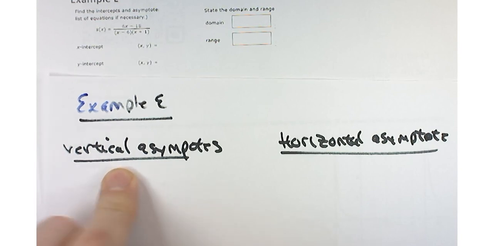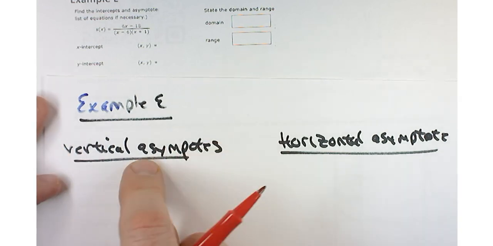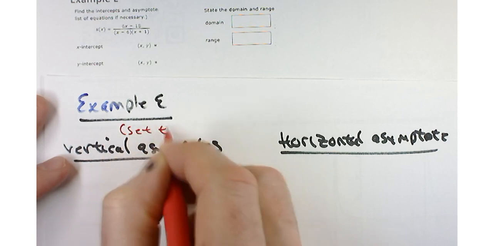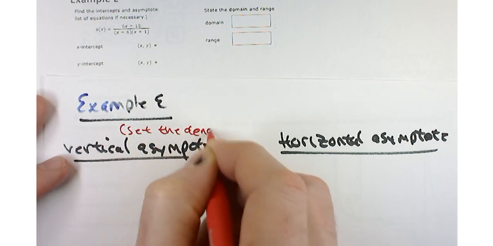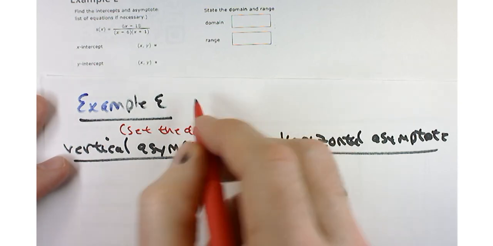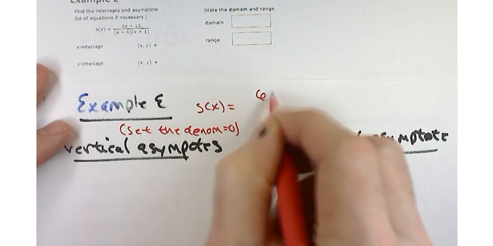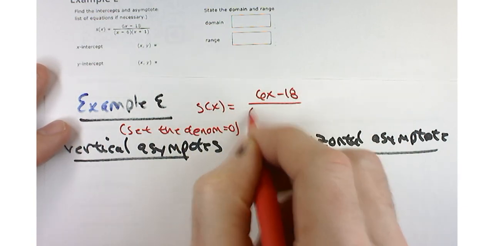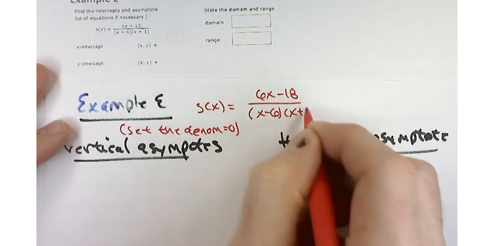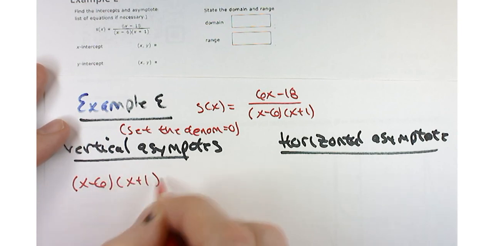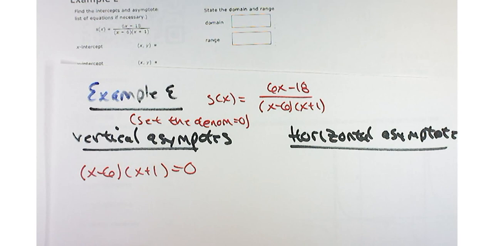So for our vertical asymptotes, we want to find where the denominator equals 0. So set the denominator equal to 0. Our function was s of x equals 6x minus 18 over x minus 6 times x plus 1. So I've got x minus 6 times x plus 1 equals 0. And I hope that you can read this stuff off. Hope you've been solving enough of these that you can just look at it and tell me, where am I going to have vertical asymptotes?